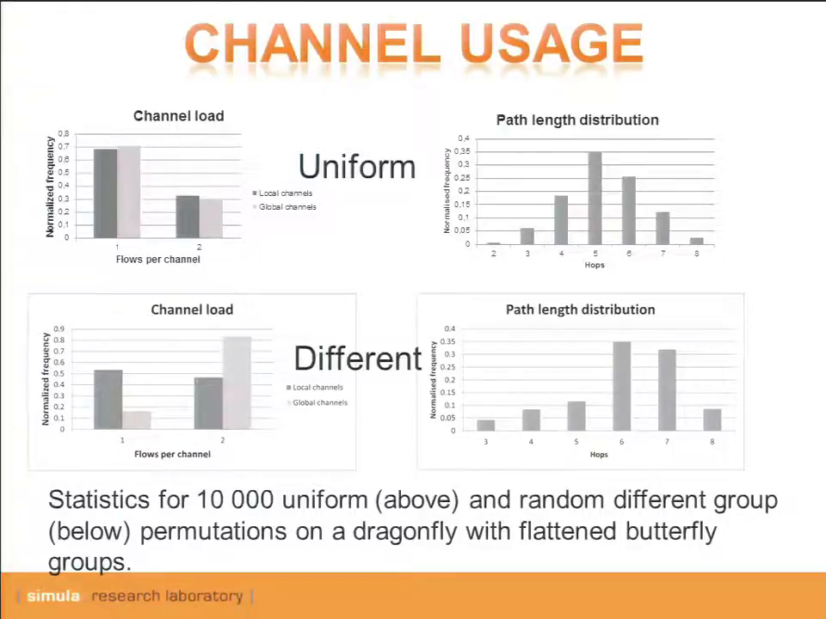If we go to the different group traffic pattern, then obviously the load on the global links is hugely increased, because all the traffic has to move out of the group and into another one. And we're pretty close to the worst case we can achieve in terms of blocking. And this is reflected in the path length distribution, where most of the paths are much longer to account for this.